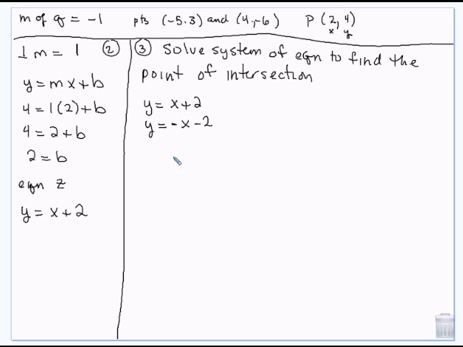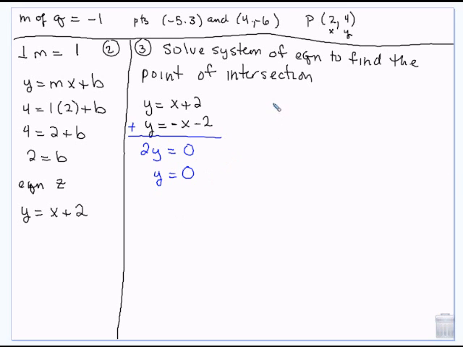So far, so good? I can use substitution, or I can add these equations together and eliminate, which is probably the easiest because these x's are opposite, so they'll just go away. If I add the two equations together, I get 2y equals 0, because the x's cancel. So if 2 y's are 0, how much is 1 y? 0.